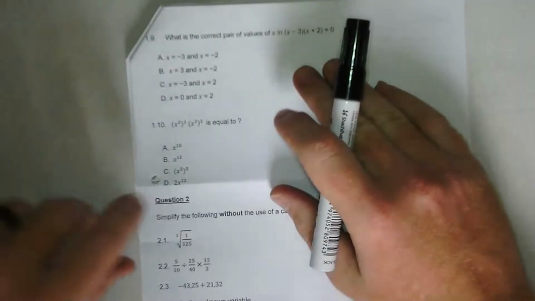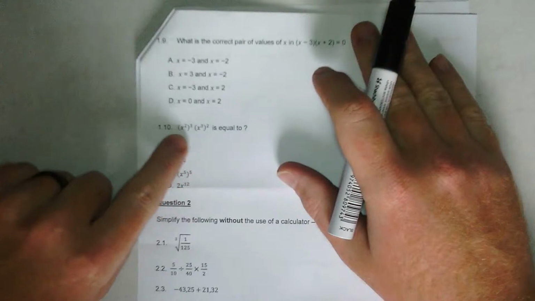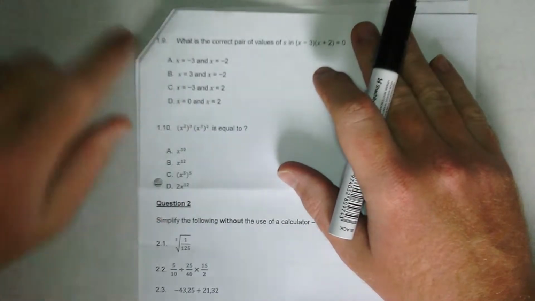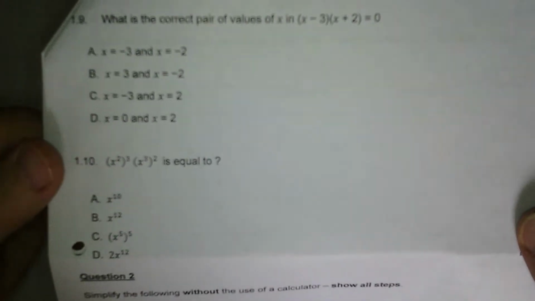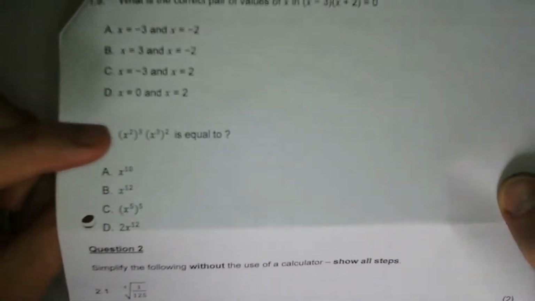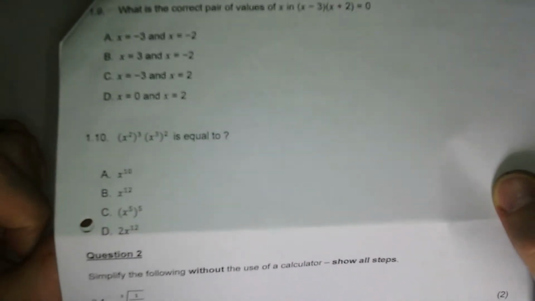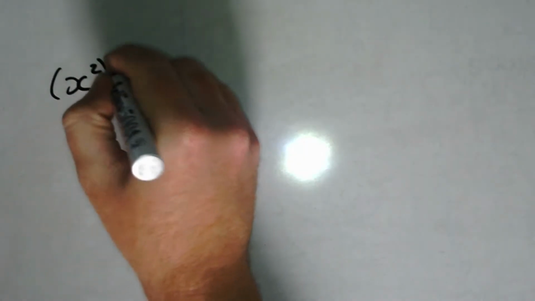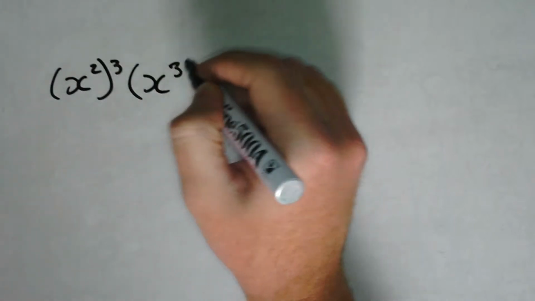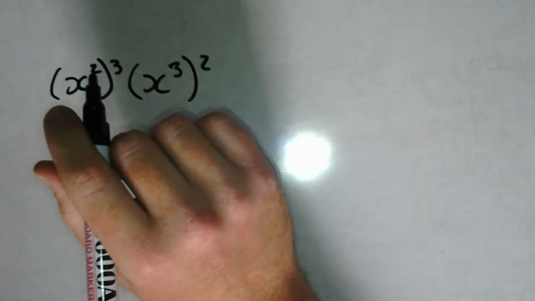Okay. Question 1.10. They give you the expression over here, and ask what this expression is equal to. If we bring it a bit closer, you'll see there. They're asking what this expression is equal to in your options. When I write it down for you, your expression looks as follows: x squared, outside there's a cube, open bracket, x cubed, and then a square. What you need to understand is that there's a multiplication sign in between these brackets. So the first thing that you need to do is multiply the exponents on the inside to ensure that everything is simplified.